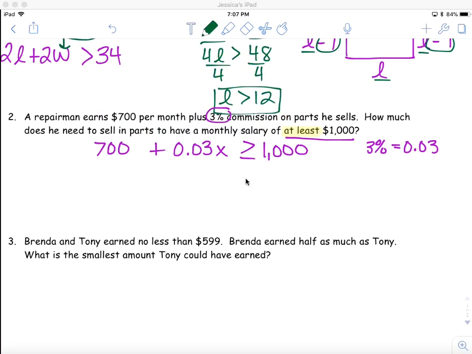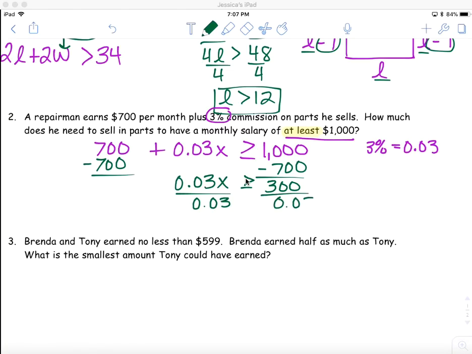Now to solve, I'm just trying to get X by itself. So I'm going to subtract 700 from both sides. When I do that, 0.03x is greater than or equal to 300. From here, I need to divide both sides by 0.03. And 300 divided by 0.03 means X is greater than or equal to 10,000. He needs to sell at least 10,000 in parts to earn at least $1,000.